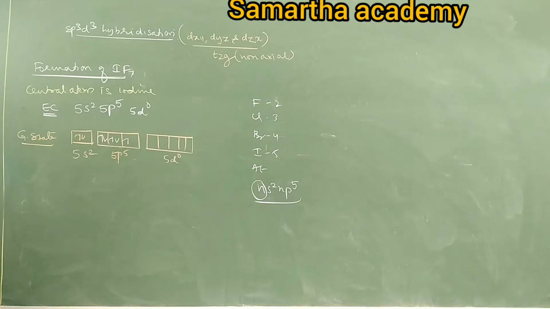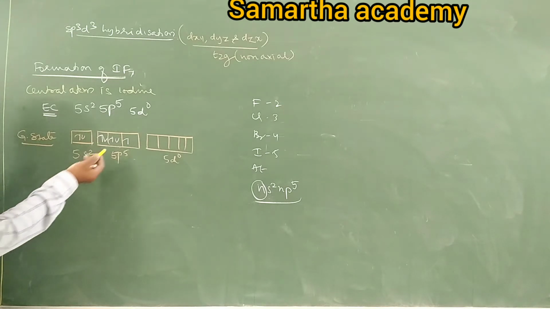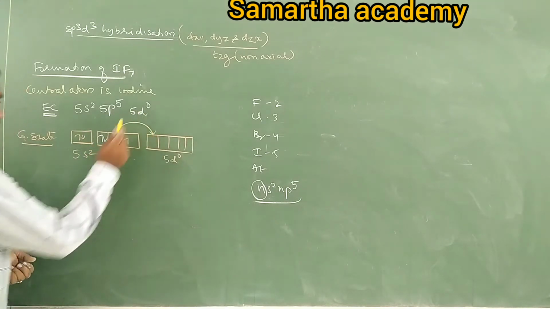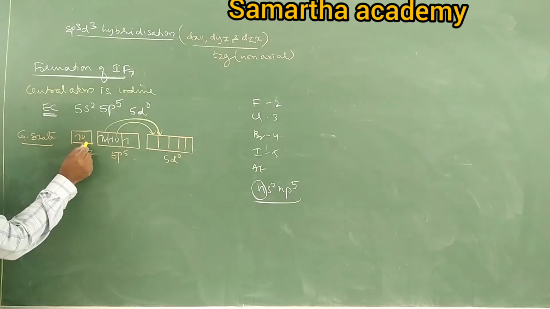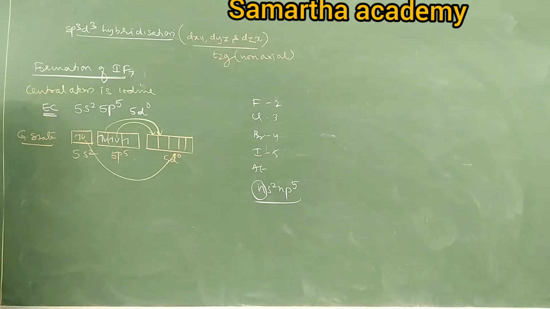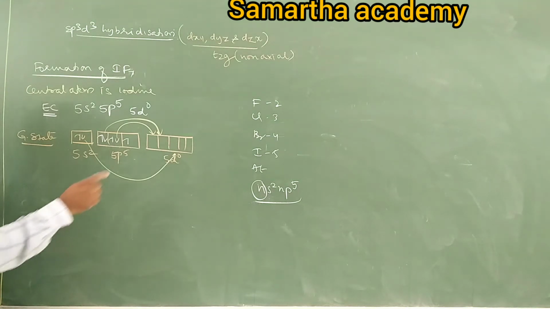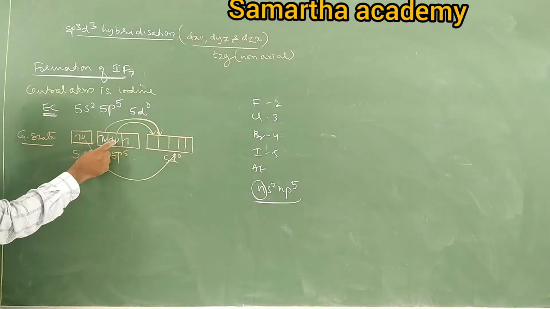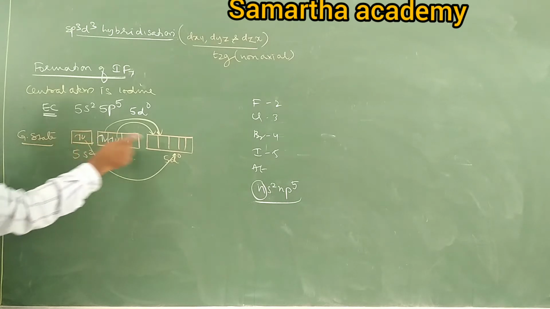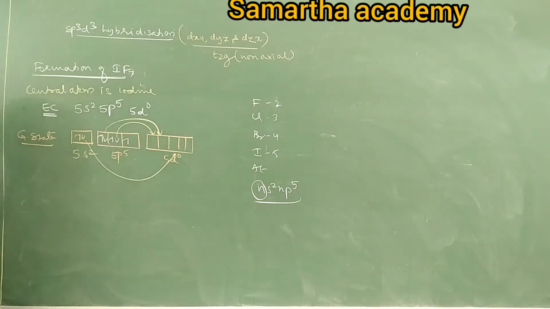Now tell me, iodine undergoes which excitation? First, second, or third? Third excitation. Why? In the first excitation, one electron jumps. In the second excitation, a second electron jumps. In the third excitation, this electron also jumps to here. Then only does it become d3. To get three electrons in the d orbital, there must be three excitations. So first excitation d1, second excitation d2, third excitation will give d3.